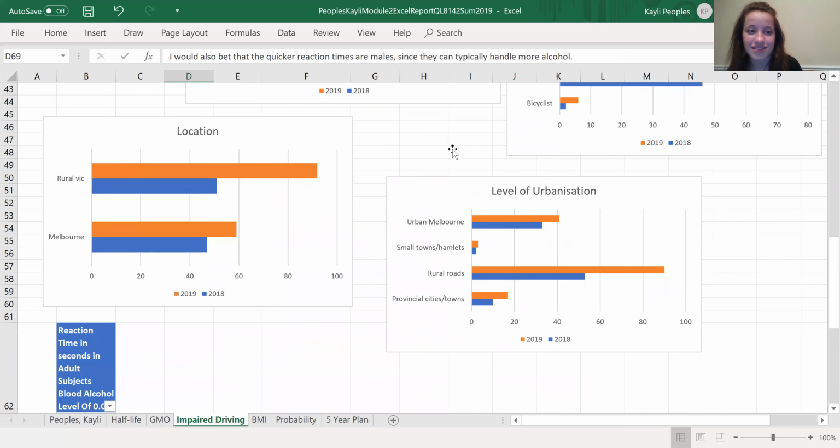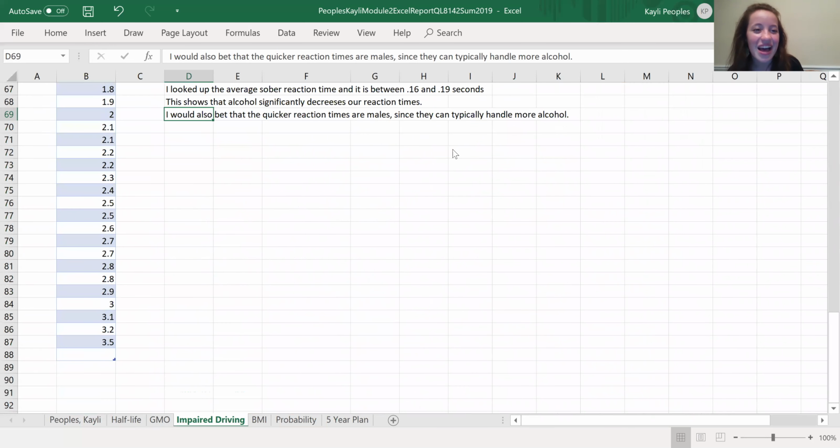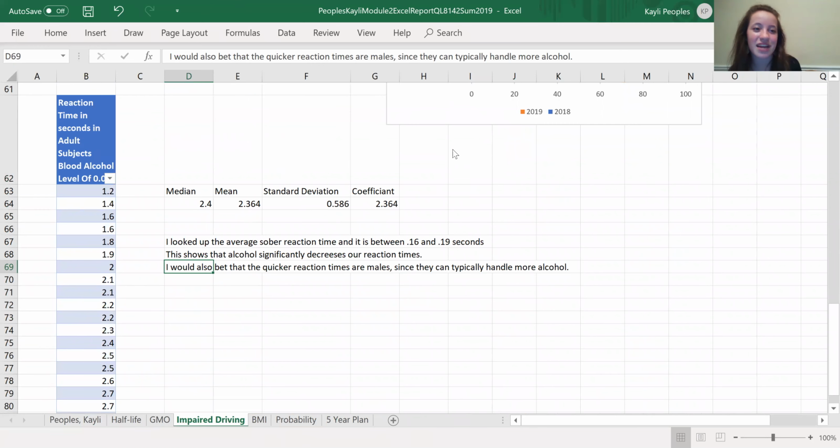Let's scroll down. That's those graphs for you. But yeah, so it's the reaction times. I looked up the average reaction time, and it's between 0.16 and 0.19 seconds. So even the quickest reaction time with a 0.08 alcohol content is significantly slower, at 1.2 seconds. So yeah, that's crazy to me.